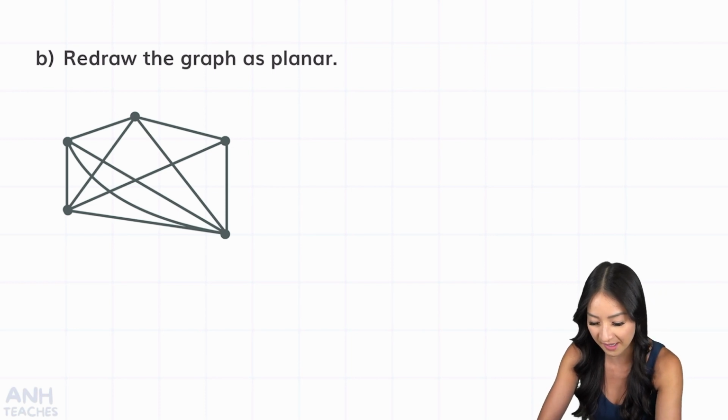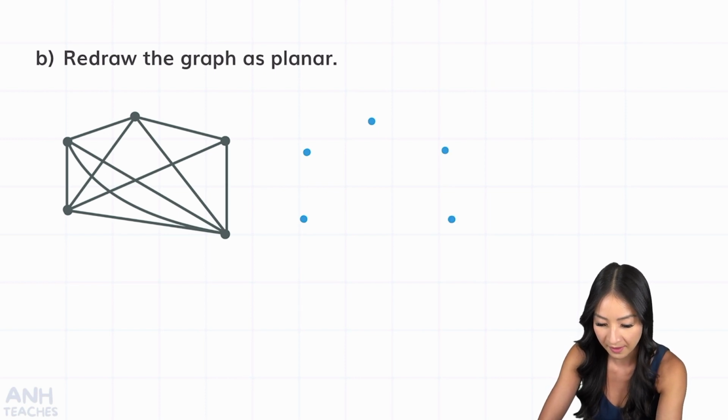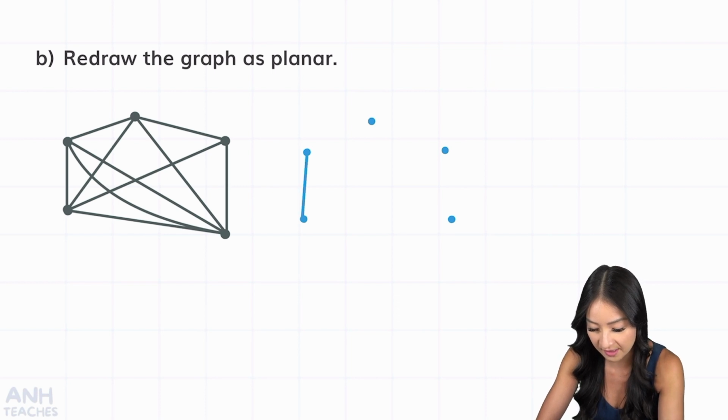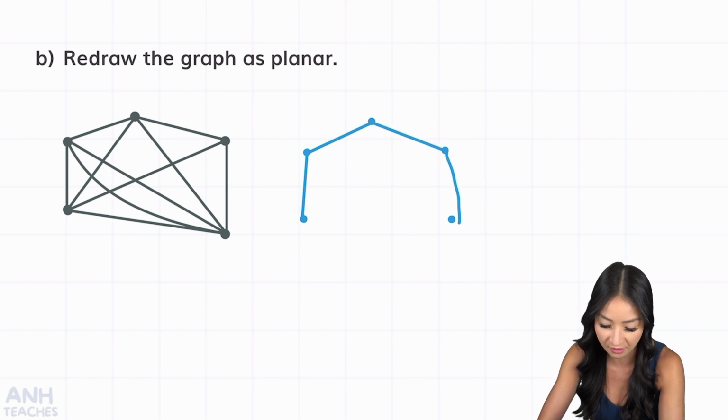So let me show you what I mean. I'm going to start by drawing the vertices in roughly the same places. And then I'm going to draw the edges in that are not intersecting with any other edges, so they are not going to be affected.